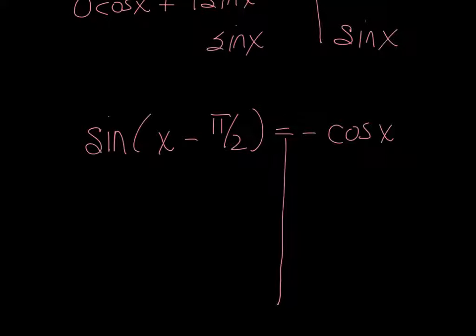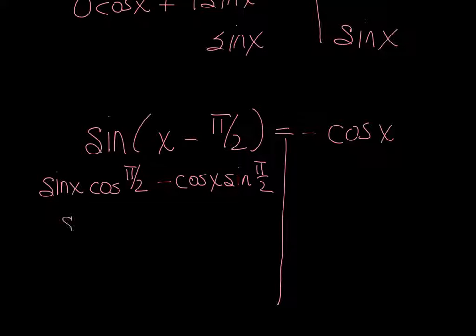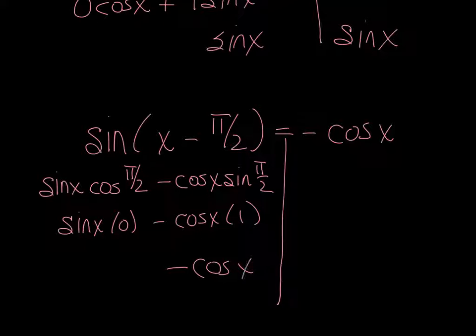Okay, so we've got the sine of x cosine of pi over 2, just plugging into the formula, minus the cosine of x sine of pi over 2. And the cosine of pi over 2, again, is 0 minus the cosine of x times 1. So a negative cosine of x equals a negative cosine of x. And there you have it.